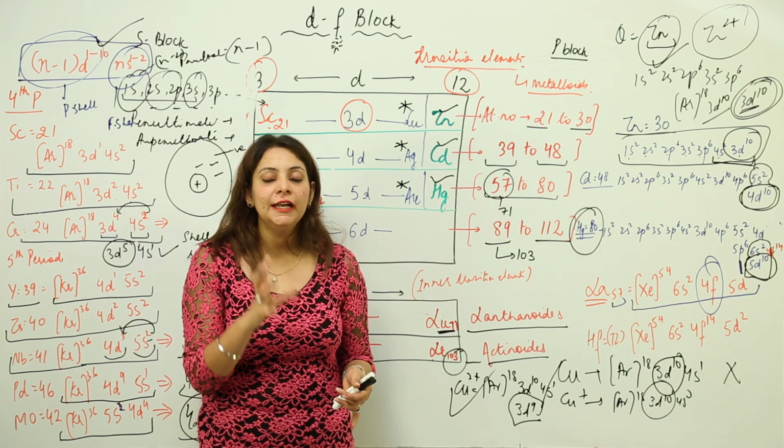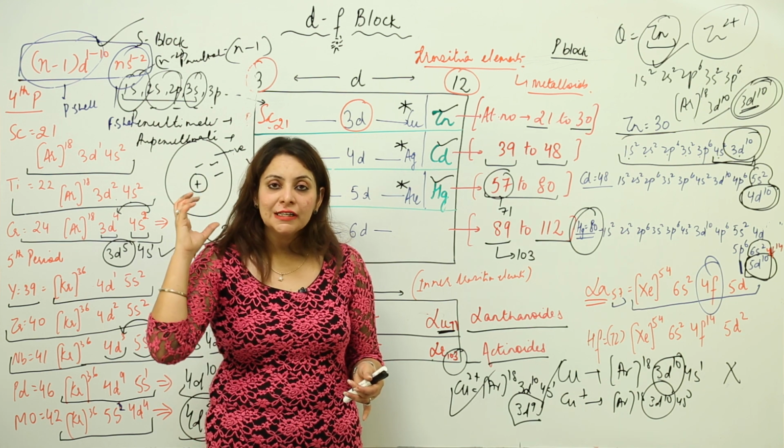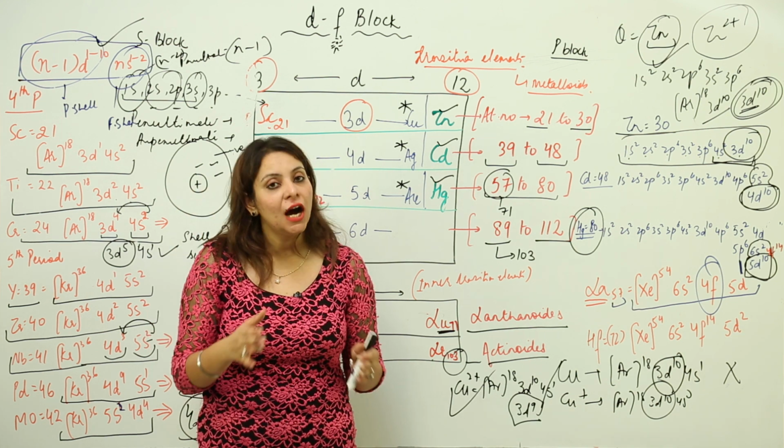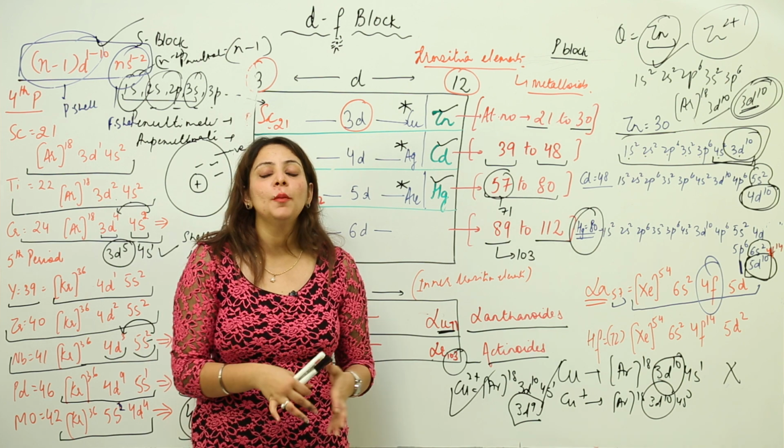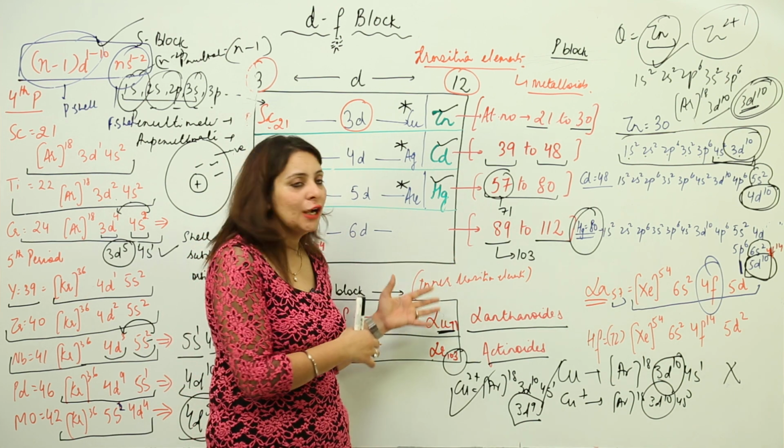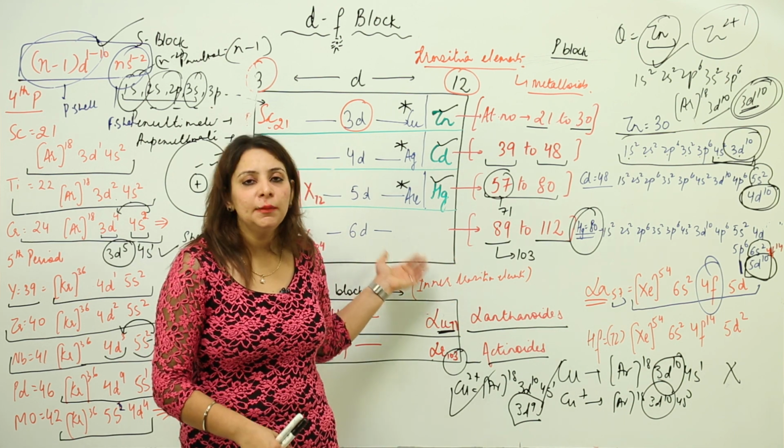So, if we talk about zinc, cadmium and mercury, they are not d block elements if we consider their electronic configuration, but if we consider their properties, actually they are d block elements because they have properties similar to the other d block elements. That is the reason they are placed among d block elements, right?